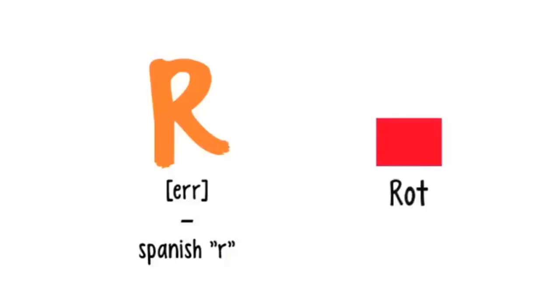R. For this letter, there's no equivalent in English. In order to pronounce this letter right, you have to gargle in the back of your throat until it starts to vibrate. Now try. That is how we officially pronounce the German R, but in some regions in Germany, we also use the Spanish R. And the German word with the letter R is rot, which means red.